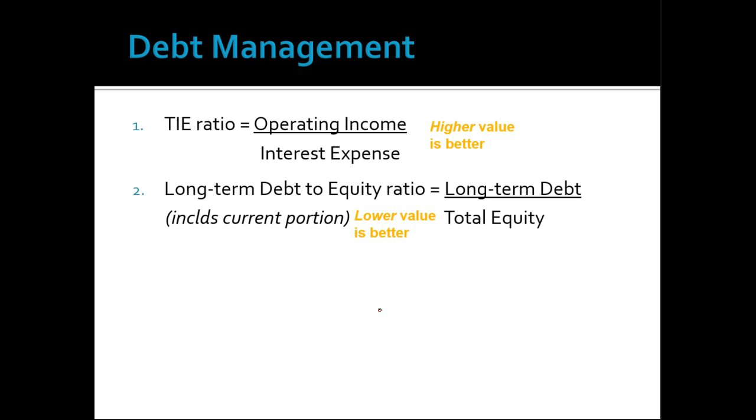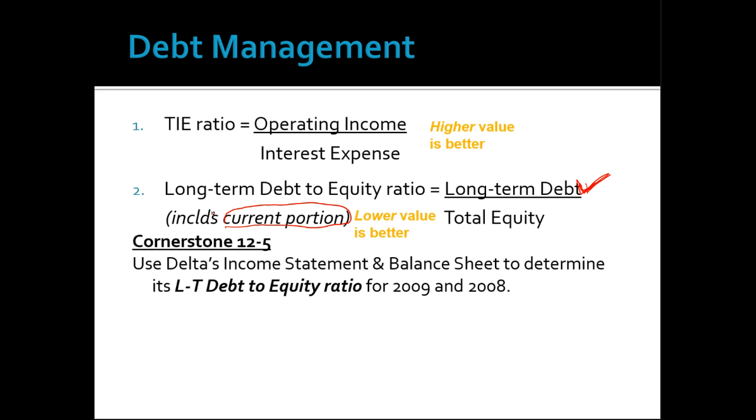Another ratio that we're going to pay attention to in debt management is the long-term debt to equity ratio. Now, this is going to include all long-term debt in the long-term liabilities section of the balance sheet, as well as the current portion of any long-term debt. Now, this would mean any debt, like bonds or a loan, that had a maturity of more than 1 year, but the current portion would be the piece of principal that is due within the coming year. Now, we will include the current portion when we look at this.